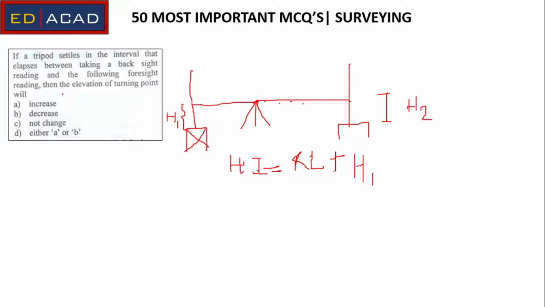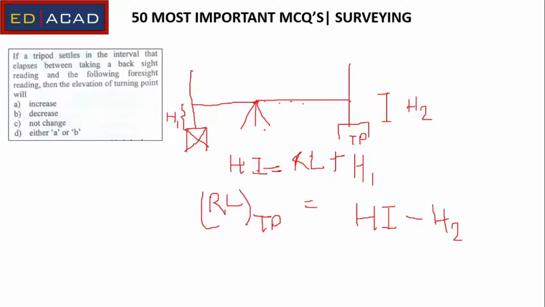So what it is saying is that the tripod has settled in the interval that elapses between taking a backside and the following foresight reading. Then the elevation of turning point will be, let's say this is our turning point. When the tripod would not have settled, then in that case the RL of TP would have been how much? It would have been this height of instrument, which is RL plus h1 minus h2, right?